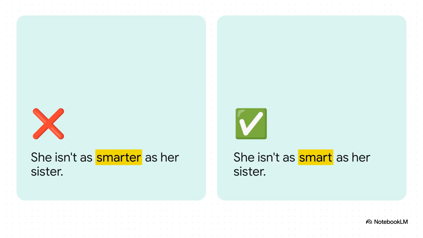When you're using the "as...as" structure to show inequality, always use the base adjective, not the comparative form. Just like the double comparison error we just looked at, the "as" framework already does the job of comparing for you. You just sandwich the completely normal base adjective right in the middle. It's "as smart as," "as fast as," "as bright as." Keep it simple and let the conjunctions do the heavy lifting.